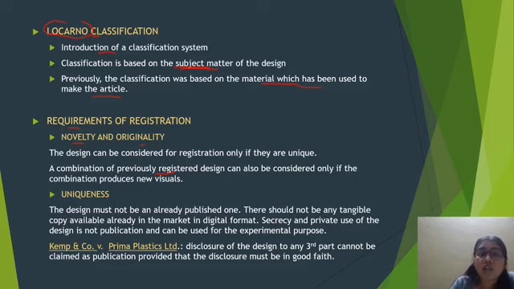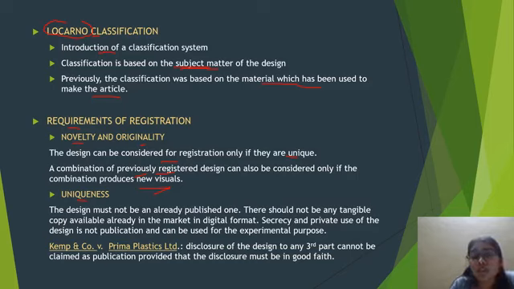Okay, now for a design to be considered suitable for registration, it must be unique, and a combination of previously registered designs can also be considered only if the combination produces new visuals. Okay, so there must be some novelty in the design for it to be considered for registration under the Designs Act 2000. Now, the second requirement is the uniqueness of the design.